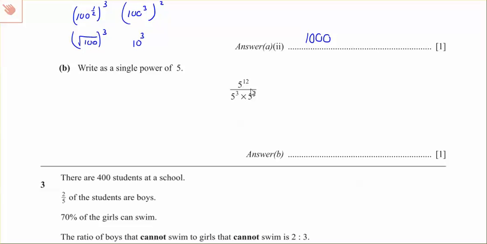Writing as a single power of 5. Okay. So we've got 5 to the power of 12. Let's simplify the bottom first. When it's multiplied, we add the powers to the power of 5. When we've got a division, we then subtract the powers. So it's 12 minus 5. So it's 5 to the power of 7. So that's the single power of 5. Be careful, because single power of 5 does not mean turn it into a number. You've got to understand it's a power of 5. Okay?